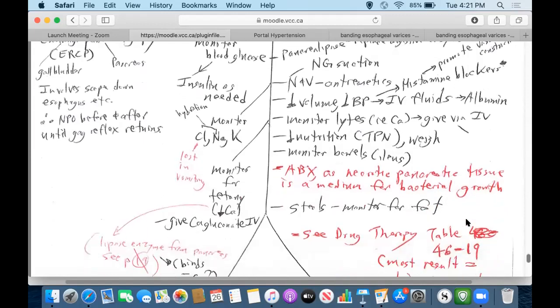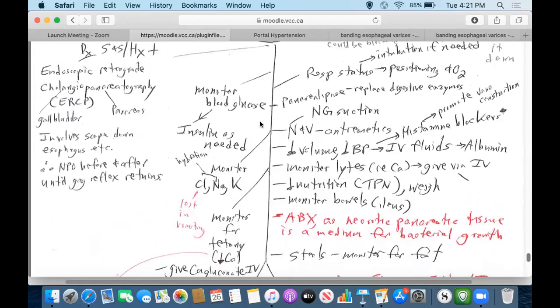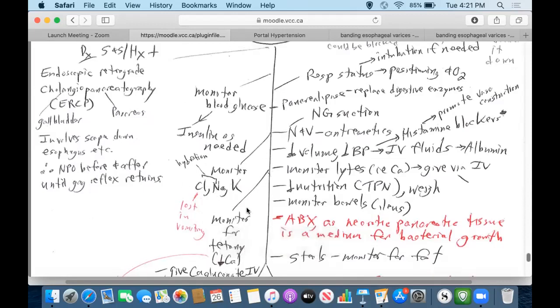I'm assuming you'll read through these, and as I'm seeing, these make sense. You're always monitoring lytes with every patient. You could have losses from vomiting or diarrhea or poor nutritional intake.